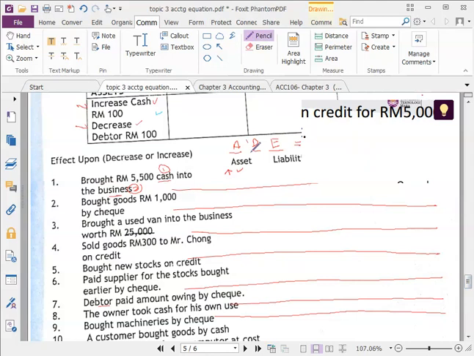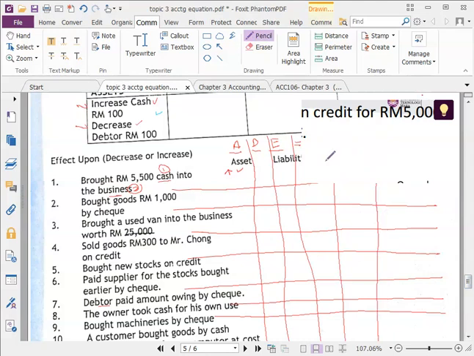Saya tengok kepada yang saya dah tick ni. A, D, E, C, R, L. Okay. So capital kita increase. Okay. Let's look at the second one.